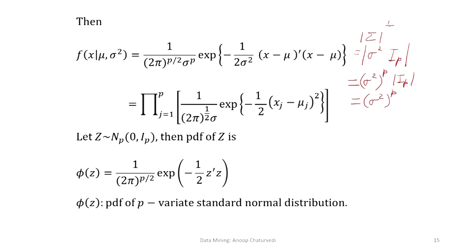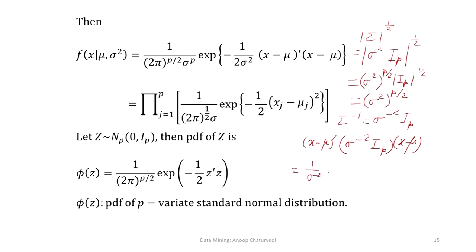And then if you take the determinant of sigma to the power half, then ultimately you obtain p by 2 here. So, you get sigma square to the power p by 2. So, in the denominator you obtain (2 pi) to the power p by 2 and then sigma to the power p. Exponential minus 1 upon 2 sigma square (x minus mu) transpose (x minus mu), because sigma inverse is now equal to sigma to the power minus 2 I_p. So, (x minus mu) transpose, in here you have sigma inverse. So, you write sigma inverse equal to small sigma to the power minus 2 I_p, (x minus mu). So, this is equal to 1 upon sigma square (x minus mu) transpose (x minus mu).